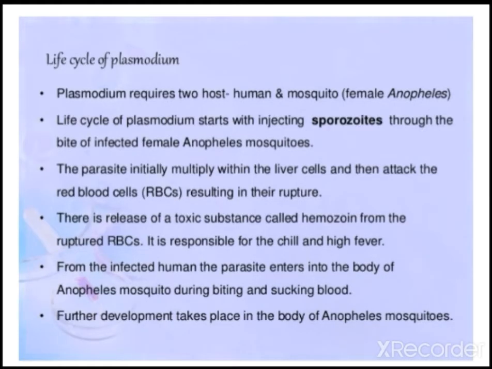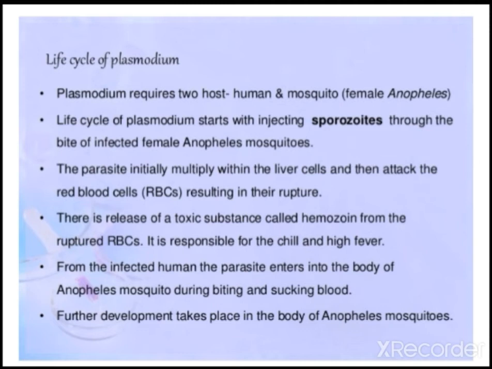So Plasmodium requires two hosts: one is human and the other is the mosquito, that is the female Anopheles mosquito. The life cycle of Plasmodium starts by injecting sporozoites through the bite of an infected female Anopheles mosquito. The parasite initially multiplies within liver cells, then attacks the RBCs, then the RBCs rupture. During the rupture, they produce a substance called hemozoin, which is responsible for the chill and high fever; it is the toxic substance.